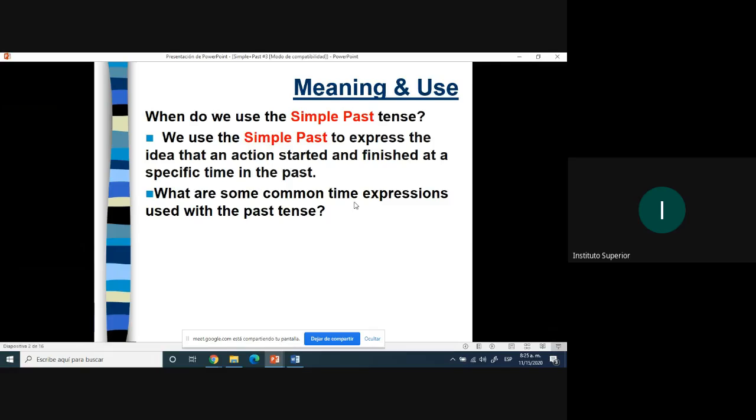Besides yesterday, one month ago, one year ago, what else do we have? Time expressions that identify the simple past or the past. A very common one is last. We can say last week, last month. Exactly. Very good.